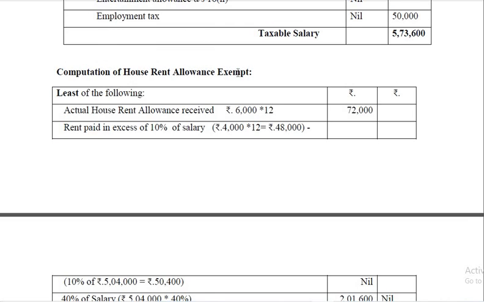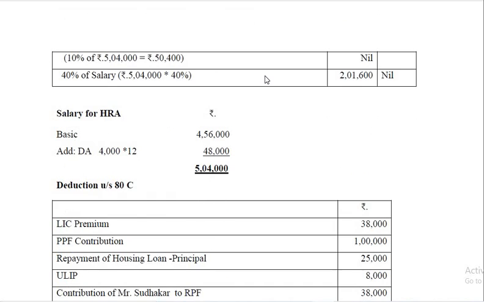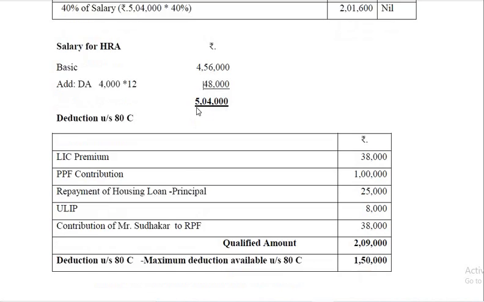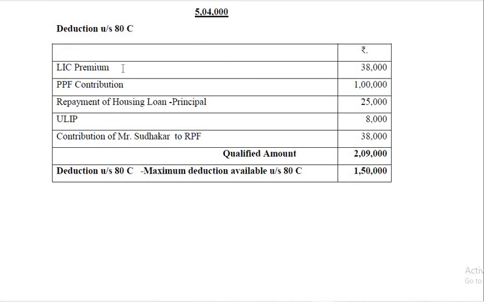Yes, calculation of HRA exempt, already I told you, you already learned what is salary for HRA as well as for contribution to recognized provident fund. You have learned that is basic plus that part of DA which enters into retirement benefits, 5,04,000. Now deduction under 80C, LIC premium 38,000, PPF contribution 1 lakh, repayment of housing loan principal amount. Only if total amount is given, and interest as well as principal amount details are given, only principal amount should be taken and interest has to be taken while computing income from house property. ULIP, unit linked insurance plan, so it is exempt, qualified for deduction under 80C.